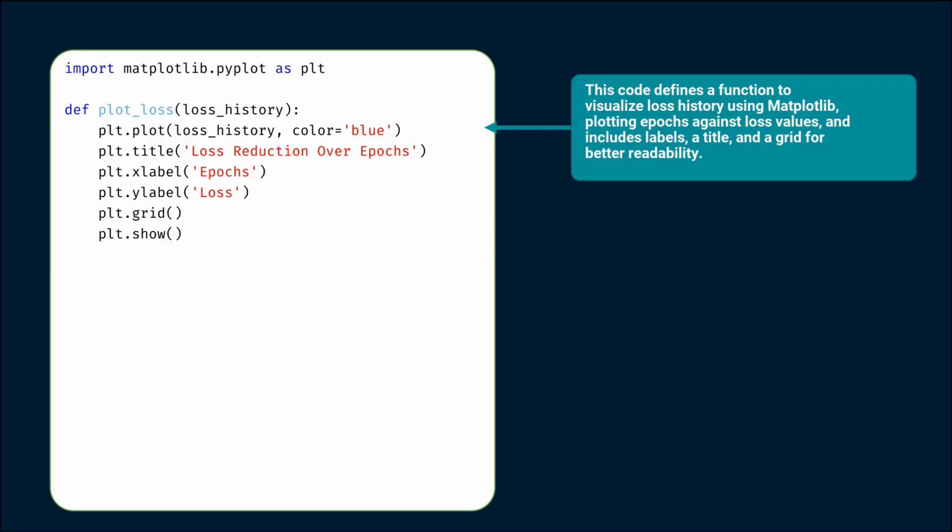By adding a grid to the plot, we make it easier to read, allowing us to pinpoint specific values at a glance. Finally, we call plt.show to render the plot, letting us visually assess how well the model is learning, whether it's reaching a stable low loss or oscillating wildly. This visualization is really key in determining optimal learning rates in fine-tuning our training process.